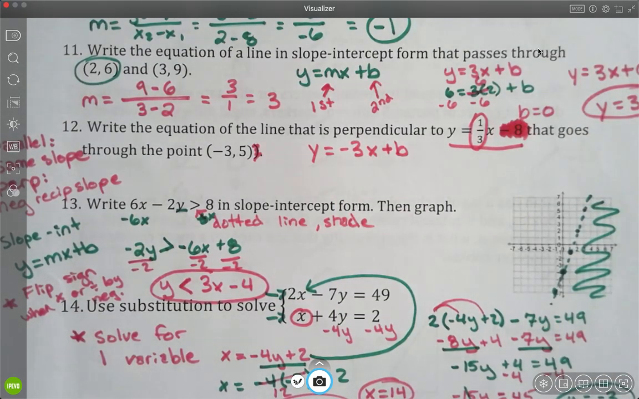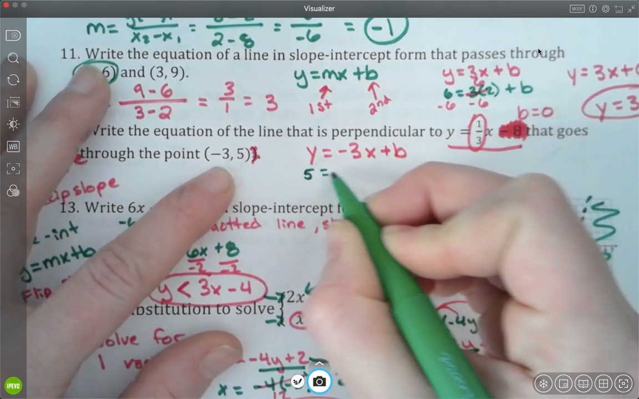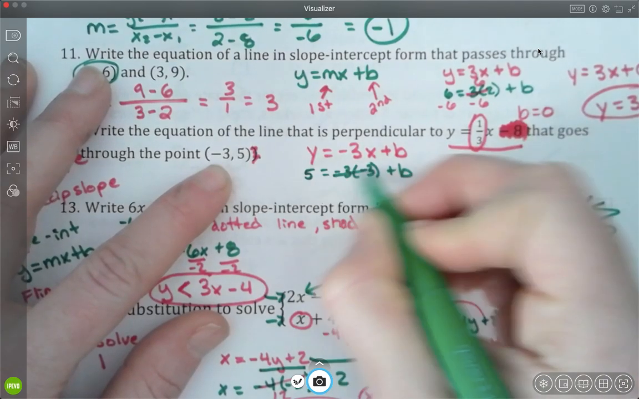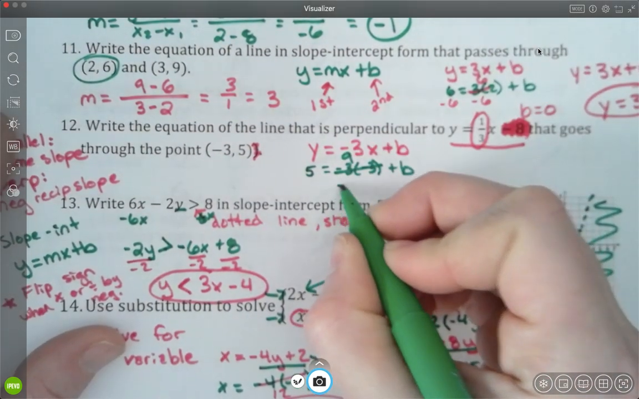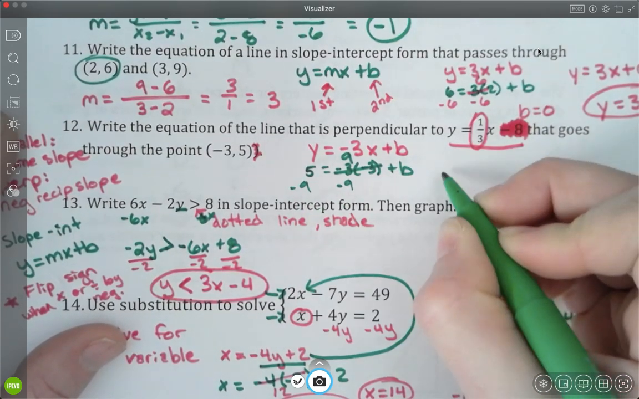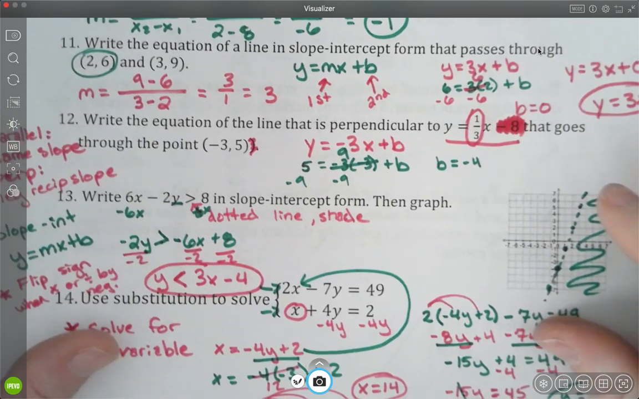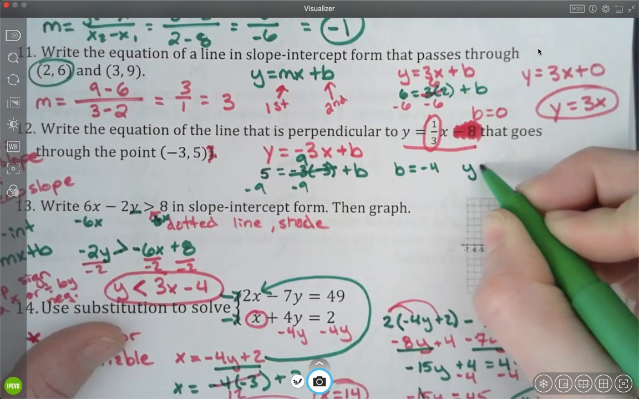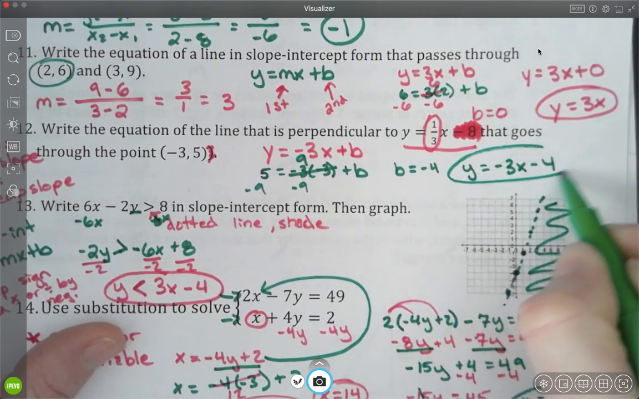Okay? And then we plug in negative 3, 5. So 5 has to go for y, negative 3 has to go for x, plus b. Negative 3 times negative 3 is 9. And then I minus 9. So b is negative 4. Okay, almost done. Let's rewrite it. y equals negative 3x minus 4. There it is.